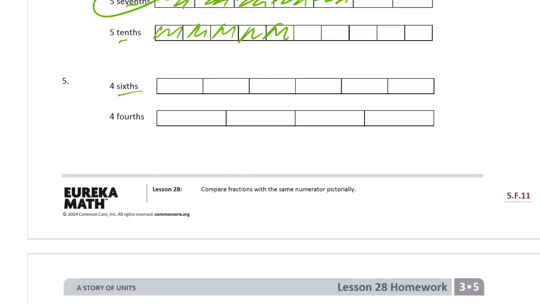And we have sixths and fourths here. And fourths are larger than sixths. So as long as we have the same number of each, if 1/4 is bigger than 1/6, then 4/4 is going to be bigger than 4/6. And this will prove it. 1, 2, 3, 4, and of course 4/4 is the whole thing.